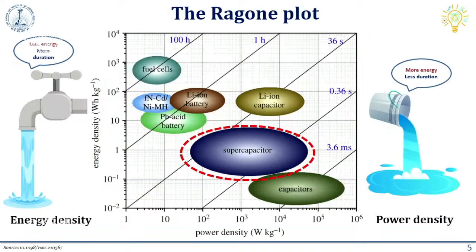And this is the Ragone plot which ma'am has showed. Basically, supercapacitors come somewhere in the middle where they have very minimal energy densities but higher power densities. Power densities meaning they deliver a high amount of energy in a shorter amount of time. So supercapacitors come under there in the Ragone plot.